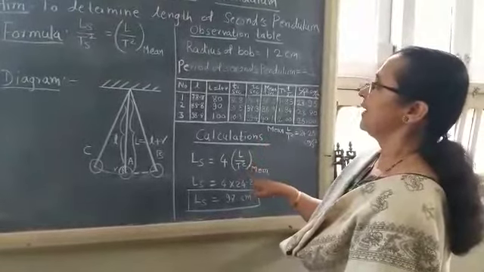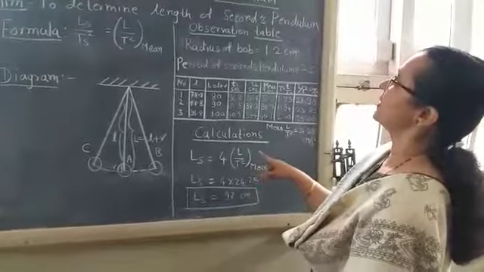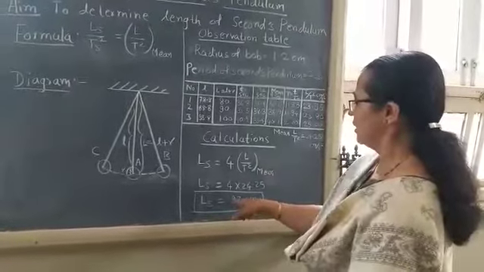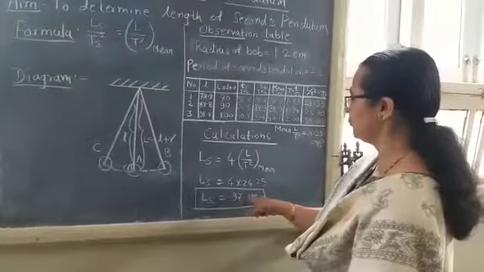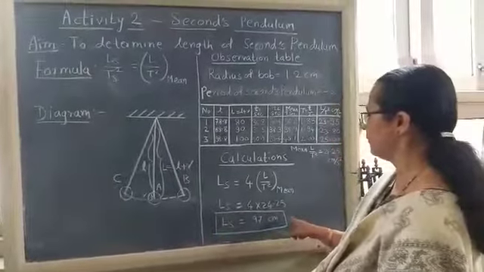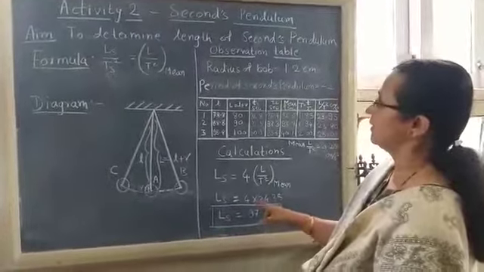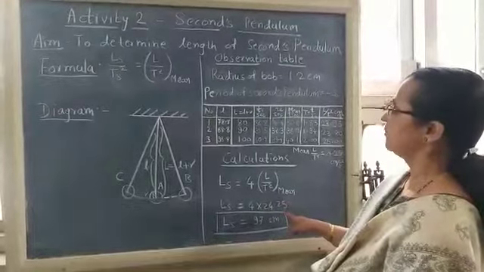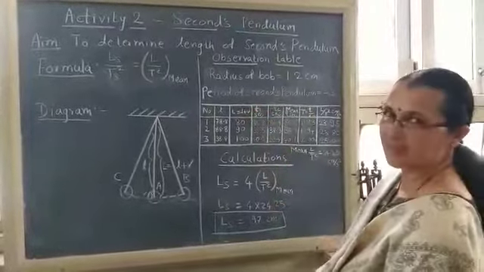The actual value of the length of a seconds pendulum is 100 centimeter, and it is very near to 97 centimeter. Therefore in this way we find out the length of the seconds pendulum. It completes our second activity, seconds pendulum.